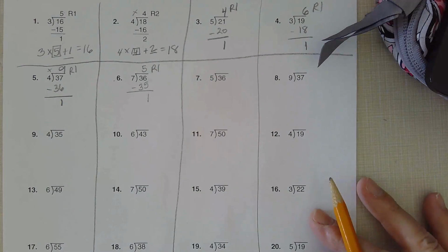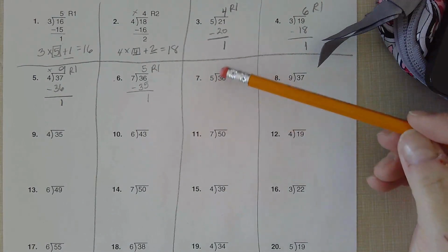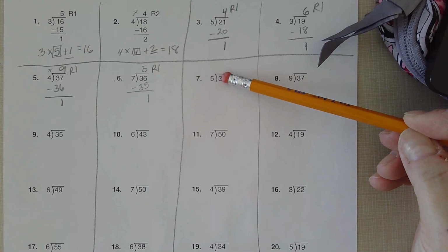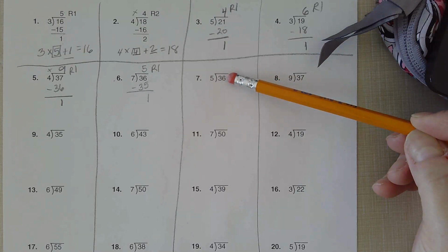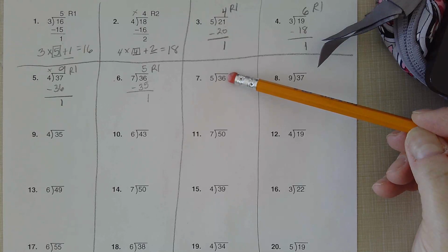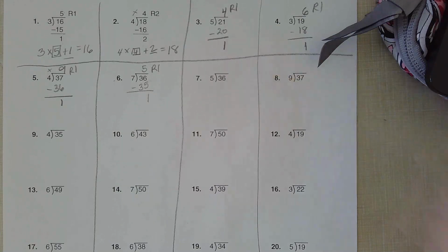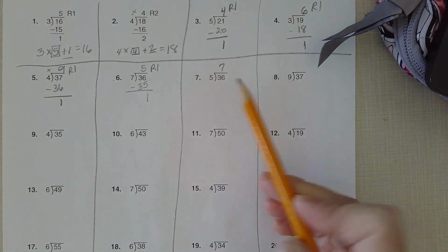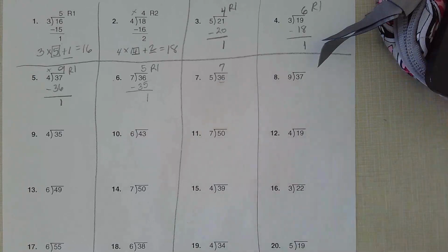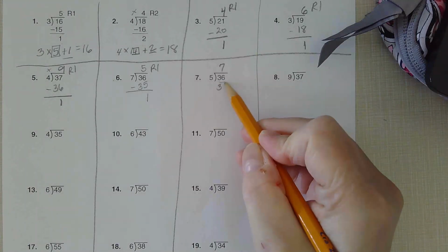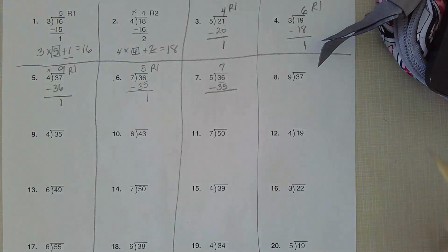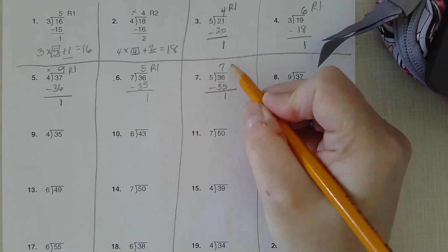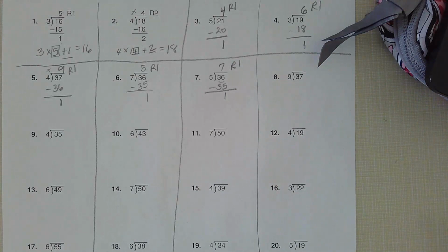Okay? Moving on to number 7. Can 5 be divided into 3? No, it cannot. Can 5 be divided into 36? Yes, it can. How many times can 5 be divided into 36? What number times 5 is going to get us as close as possible to 36 without going over? 7. 7 goes over top of the 6, because we're looking at the combined number of 36 there. Okay, 7 times 5 is 35. Subtract. 6 minus 5 is 1. So we have a remainder of 1.